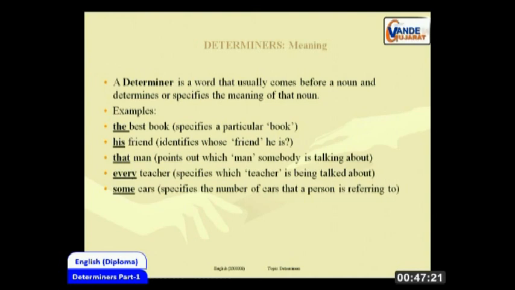Another example, some cars. About which cars you are talking about? I am talking about some cars. So this particular word some, it specifies the number of cars that a person is referring to. Some cars are very costly. Some cars are very luxurious. So in these two examples, the word some is a determiner. It determines the meaning of the word cars.